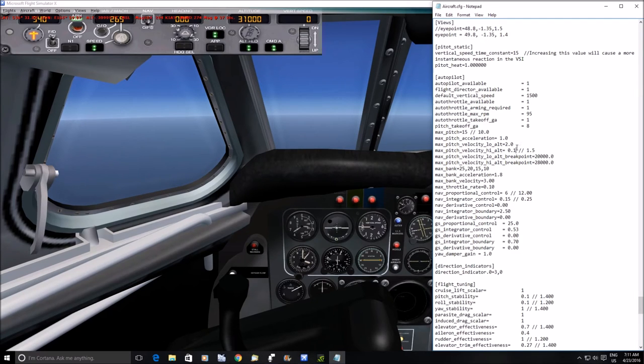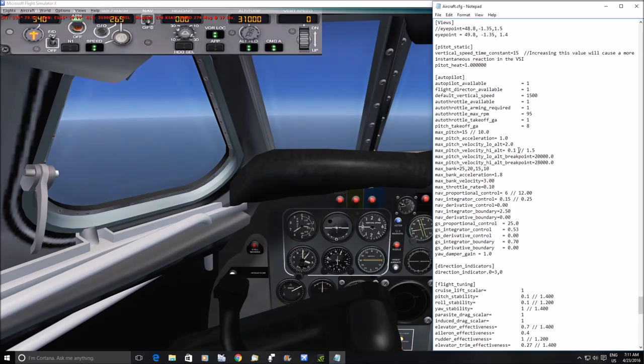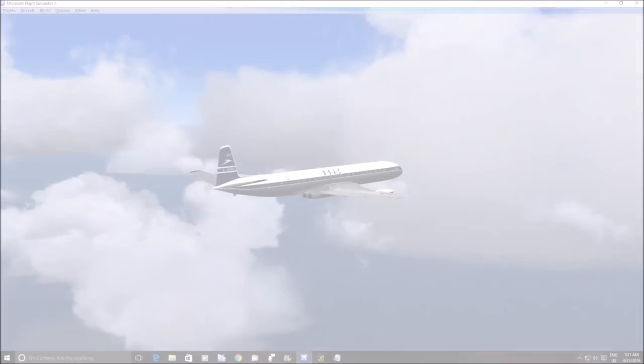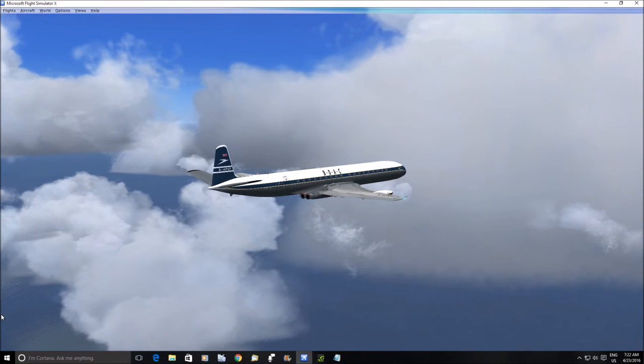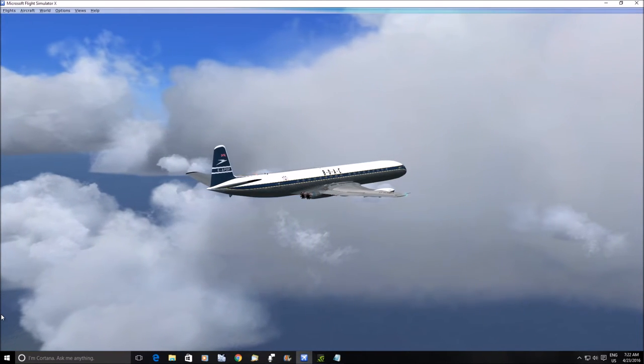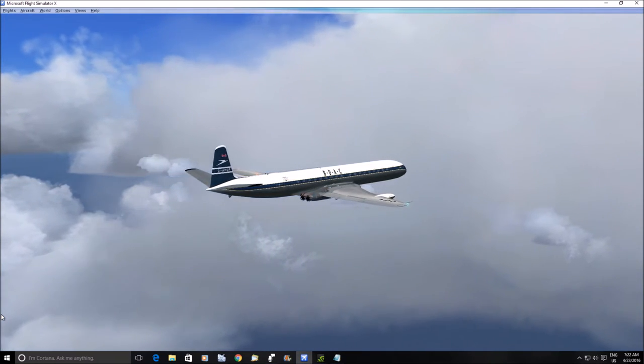So with this pitch velocity here, I was able to control this bouncing here in the pitch axis. Okay, here we got a little bit of wind. You can see the airplane responding to it.